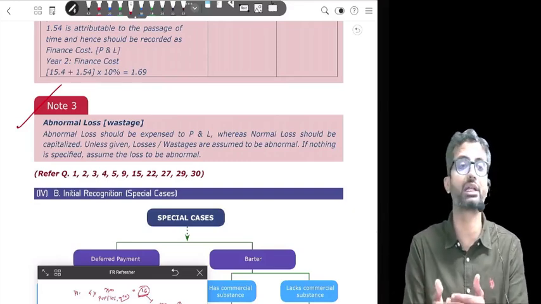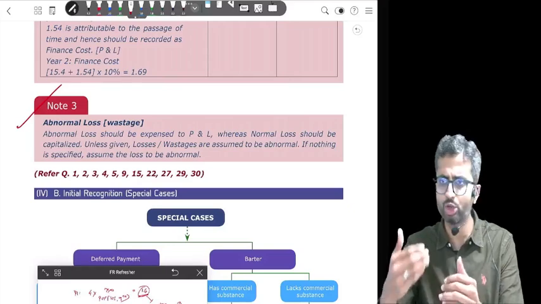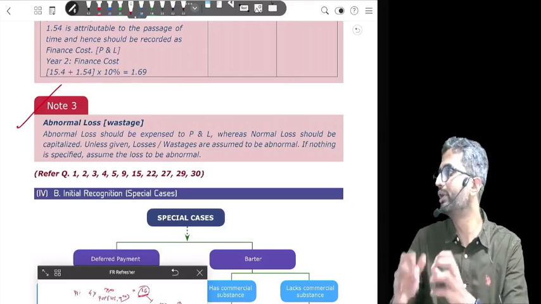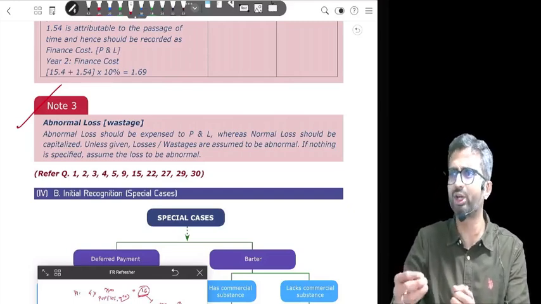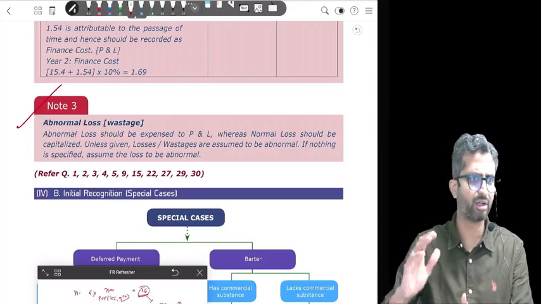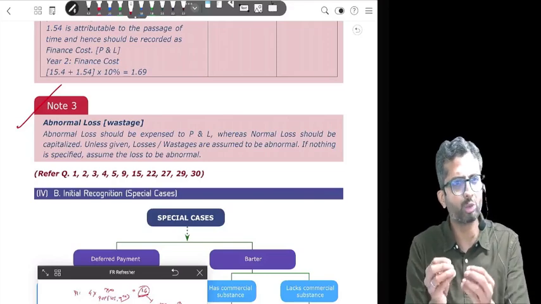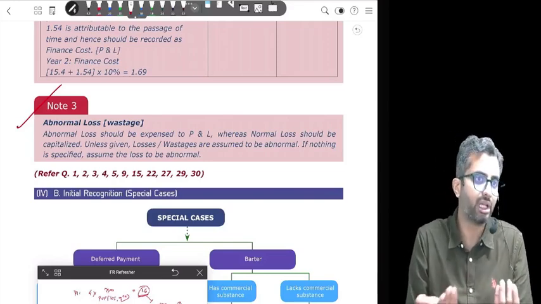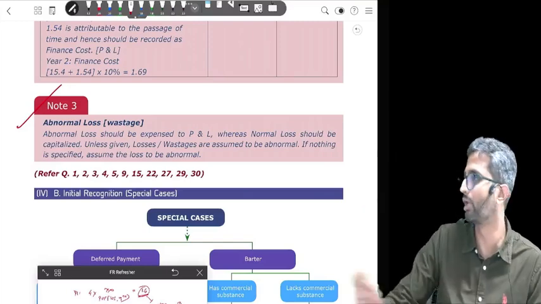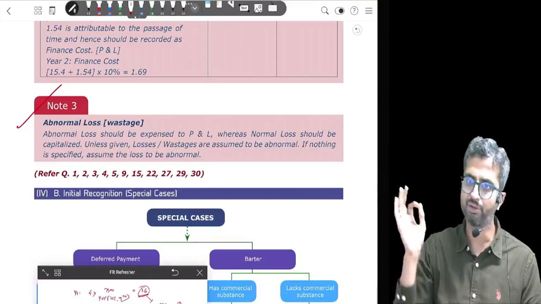But if you are constructing an asset and you are using some materials, you know that in the normal course probably 2% of the materials will be spoilt, or liquids get evaporated. So over here you believe that 1-2% will be in the normal course. If it takes 1 year, 2% of the material, that is normal. You are expecting it, so no adjustment. You don't have to take it to P&L. It will be added along with the cost. Are we clear with this?